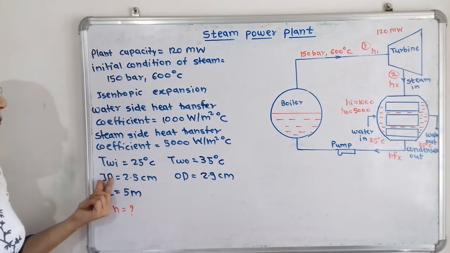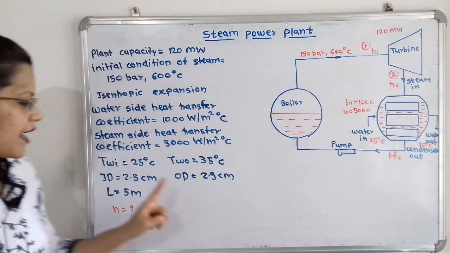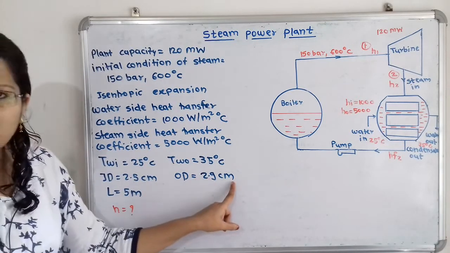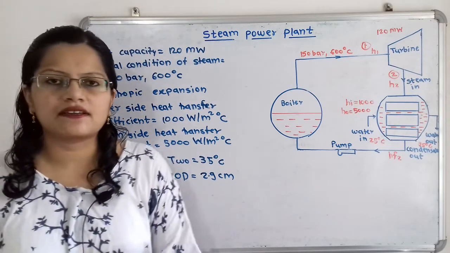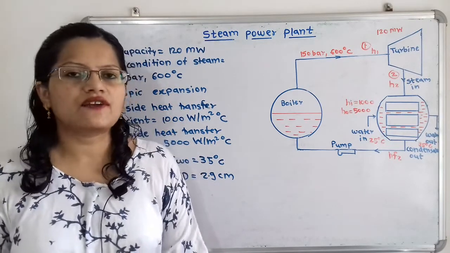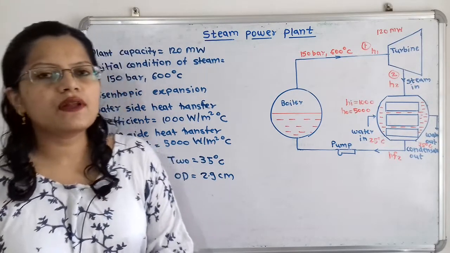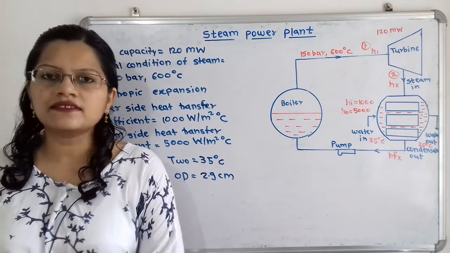Then the inner diameter of the tube is given. These are the tubes, and the inner diameter is given as 2.5 cm and the outer diameter as 2.9 cm. The length of the tube is 5 meter, and the question is that we have to find the number of tubes. Now we will move on to the calculation by using the Mollier diagram as well as the steam table.